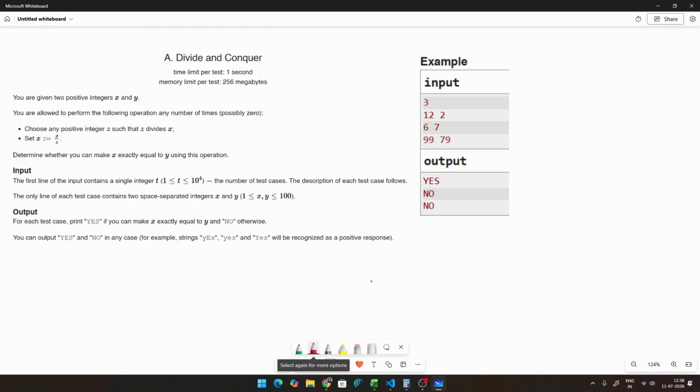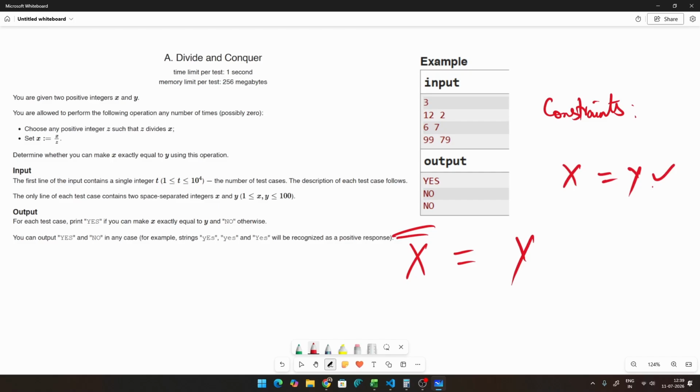Now, what are our conditions or constraints for that loop? That is what we're going to be figuring out now. Let us say there are two integers x and y, and you want to make x equal to y. There are two cases where this is possible, right? One where x is equal to y, it is definitely possible. One where x is greater than y, it is also definitely possible.